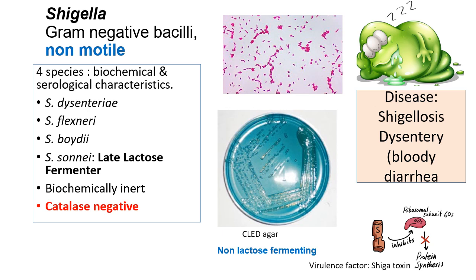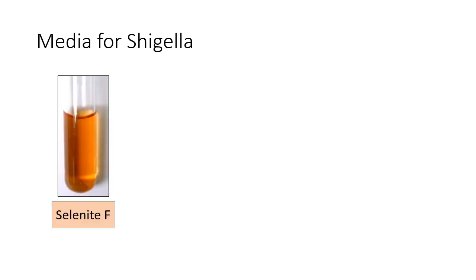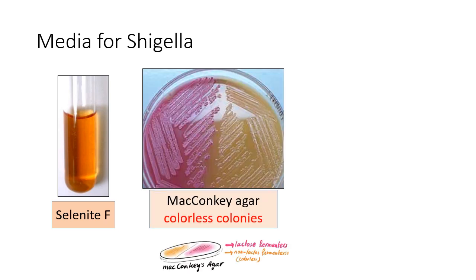And now let us move to the media in which we grow Shigella. The most important media that we use is very similar to the ones that we use for the next group we are going to talk about, which is Salmonella. Selenite F is an enrichment media in which there are a lot of inhibitory factors that inhibit all the other commensals in the gut, but only allow the growth of Shigella and Salmonella and very specific species.